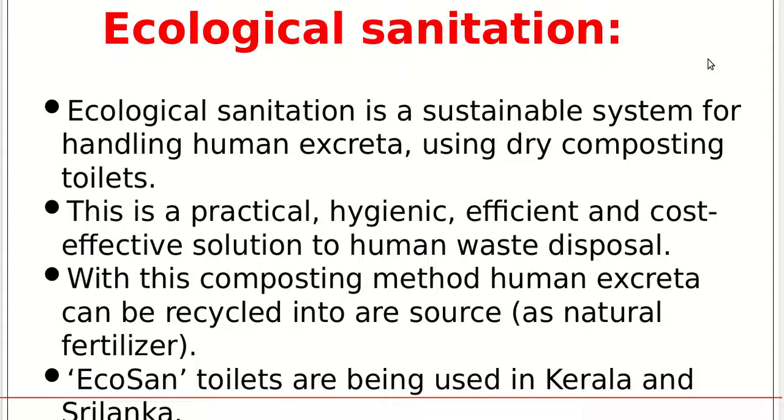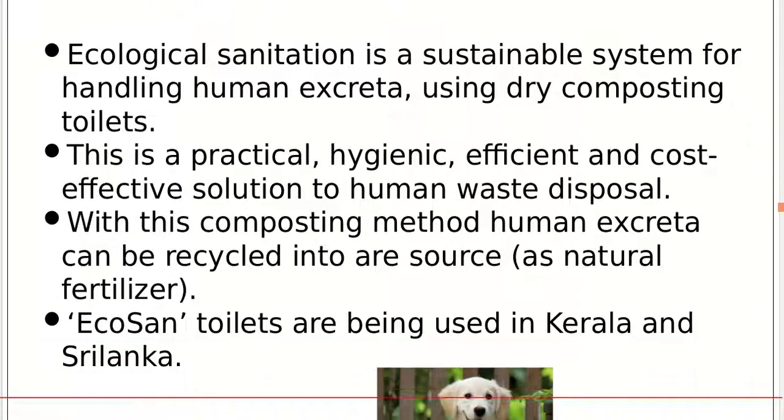The ecological sanitation will commence with: what is ecological sanitation? It is a sustainable system for handling human excreta using dry composting toilets. This is a very practical, hygienic, efficient and cost-effective solution to dispose human excreta. With this composting method, human excreta can be recycled and used as a natural fertilizer. The eco-san toilets are being used in Kerala and Sri Lanka to do this job.